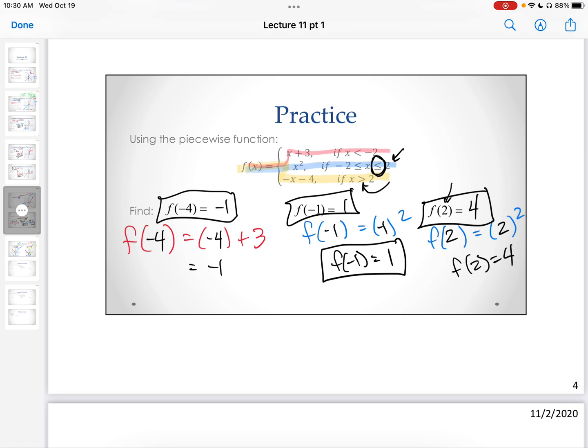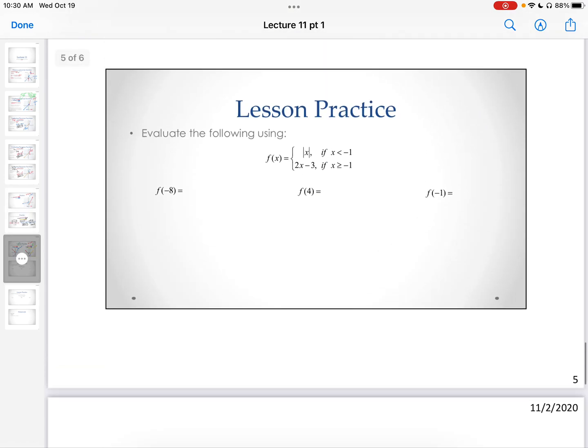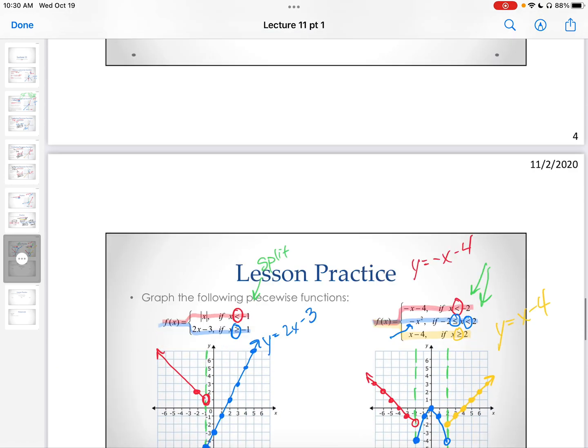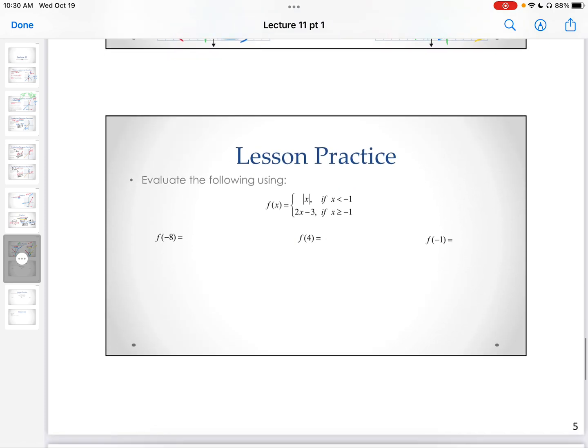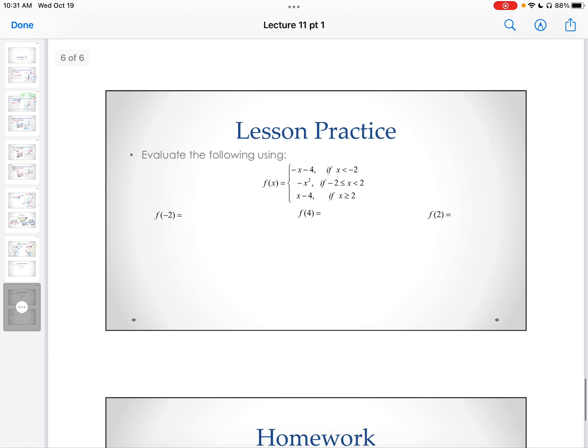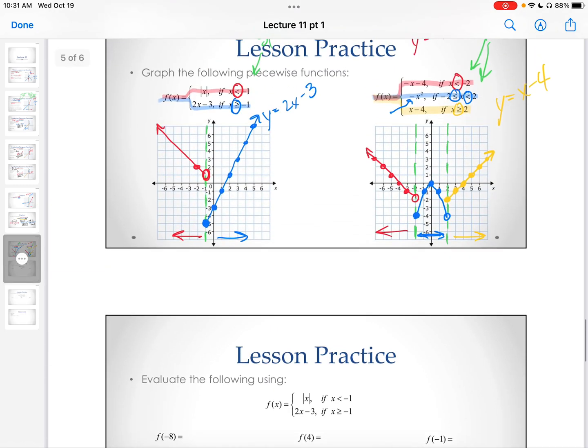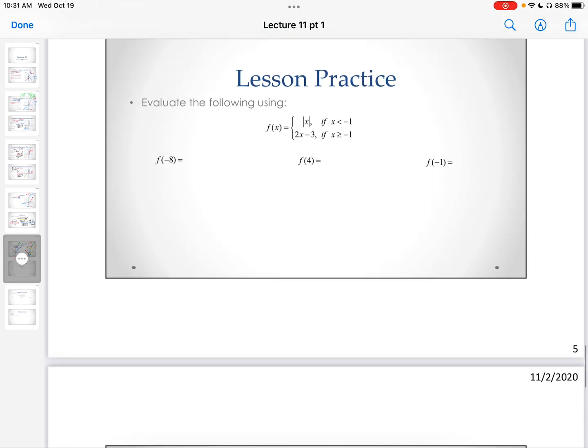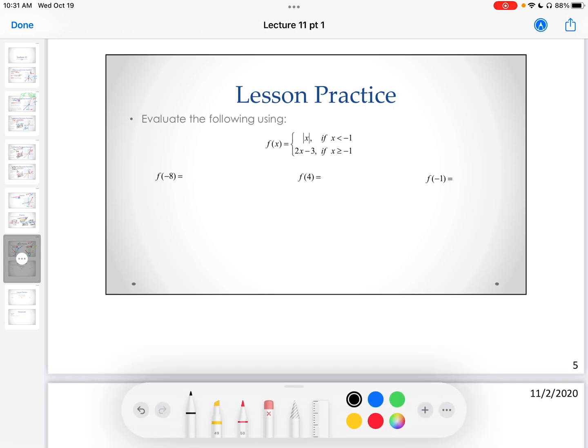Okay, a couple more examples to practice. We've got this one here. Notice you can look back up and look at your graphs if you need to. It's the one on the left. Also this one here. Again, you can look at the graph. It's the one over there on the left if you want to look at the graph. Okay, pause the video, try these on your own.